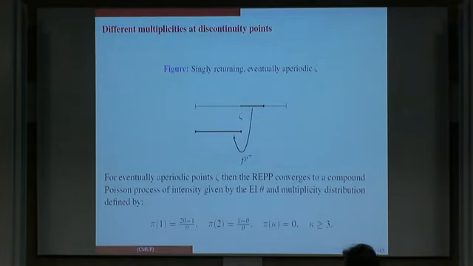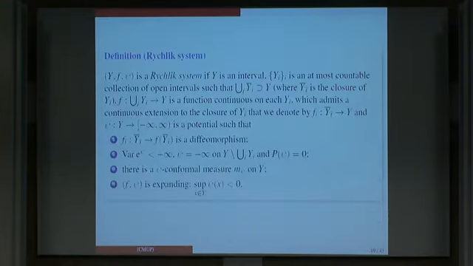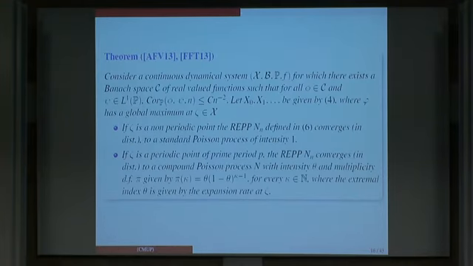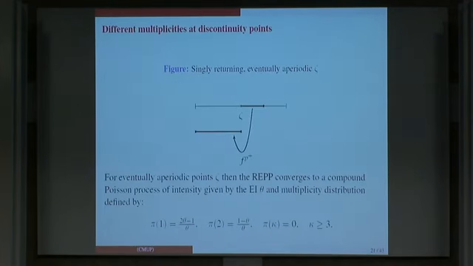Now, some other thing we studied in this AFV13 paper was the following. If you look at our assumptions, we assumed a continuous dynamical system. So for continuous systems, you have this dichotomy. The problem that we also studied was, what about the case in which you have some points where the map, the dynamical system, is discontinuous? What could happen to the convergence of this rare events point process?